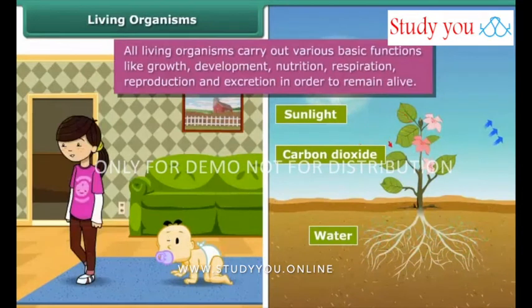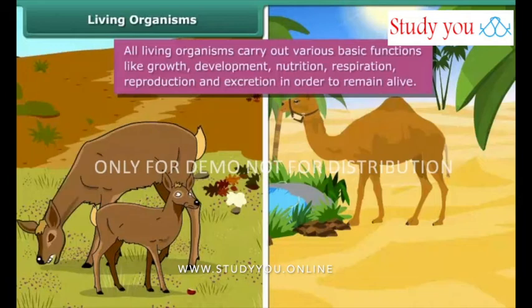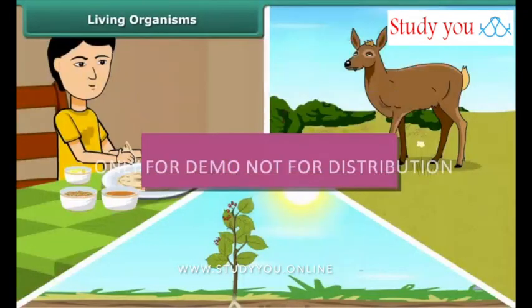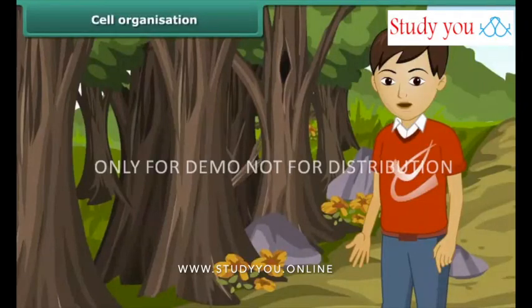All living organisms carry out various basic functions like growth, development, nutrition, respiration, reproduction, and excretion in order to remain alive. They require food or some other form of nutrition to survive and interact effectively with their surroundings. Now we will study important characteristics of living organisms that differentiate it from non-living things.